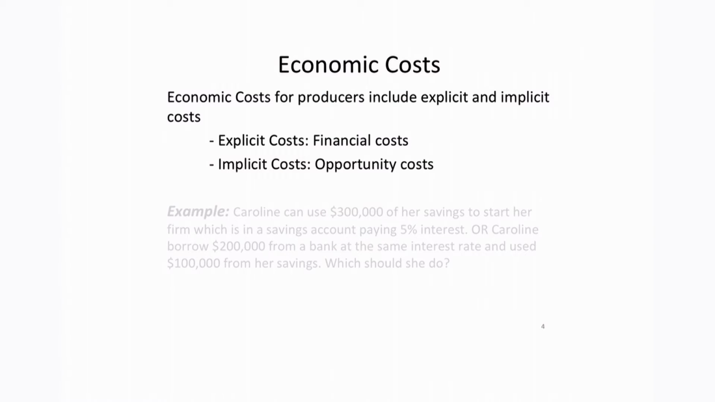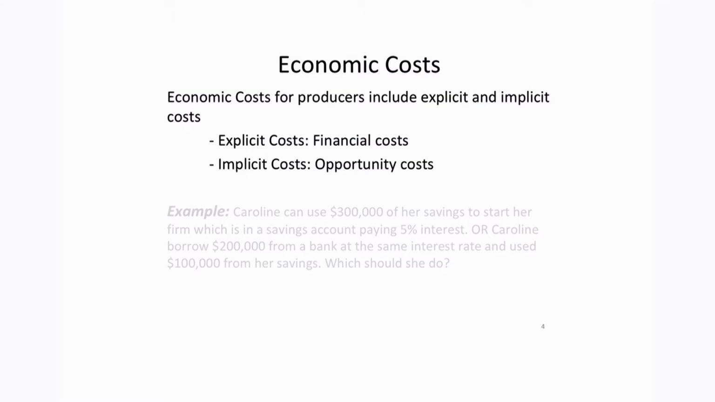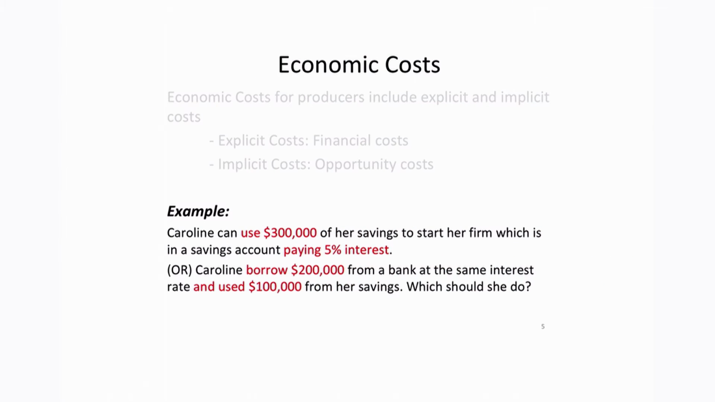Now, when we're thinking about the production decisions of firms on an economic basis, we need to think about it in terms of economic costs and economic profits. Now recall that one of the most important concepts in economics is opportunity cost. So when we think about the economic costs that a firm faces, we're thinking about this in terms of both explicit costs or financial costs, as well as implicit costs or opportunity costs that a firm faces. Let's look at an example to explore this in greater detail.